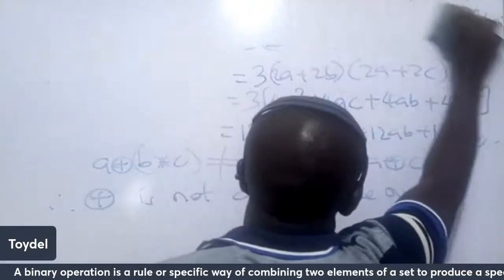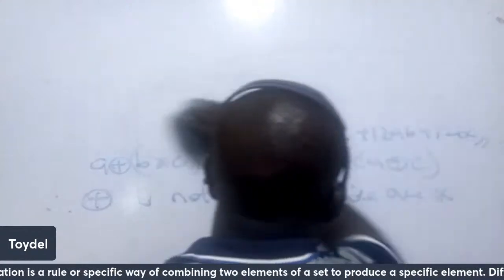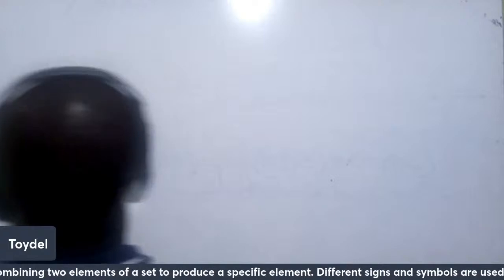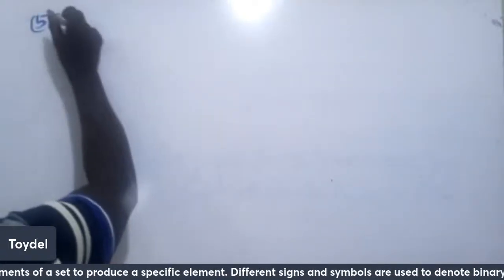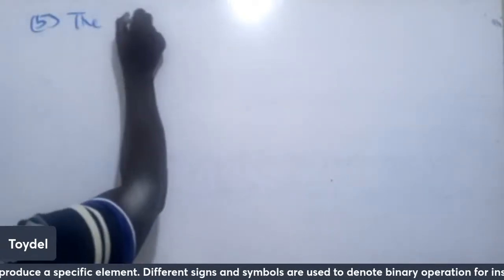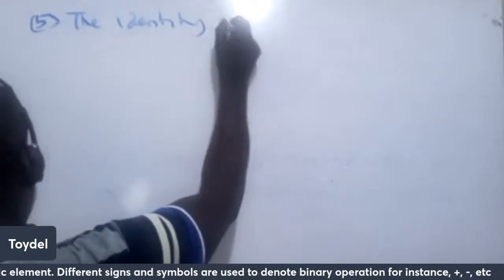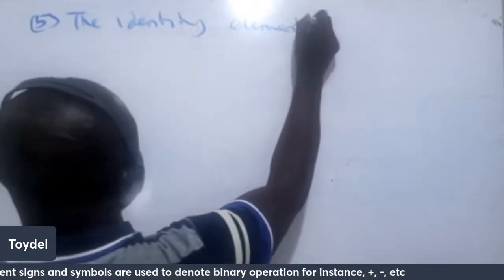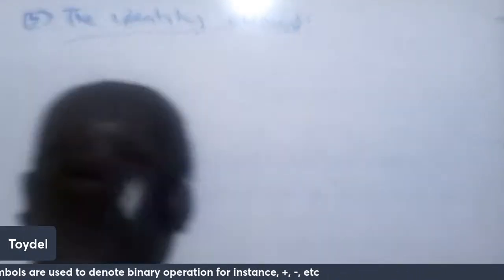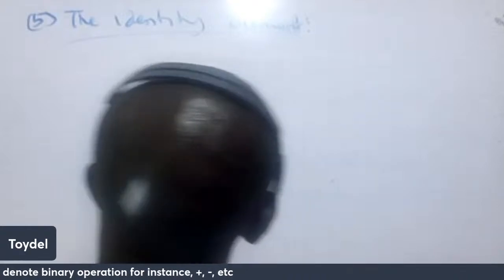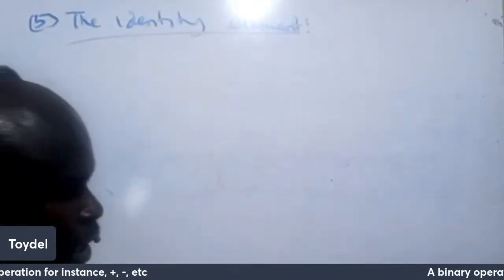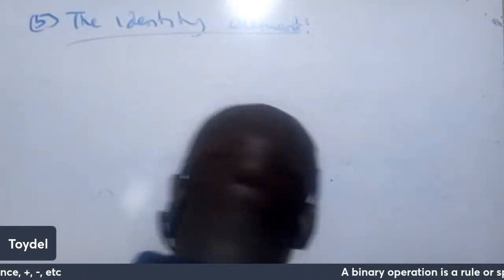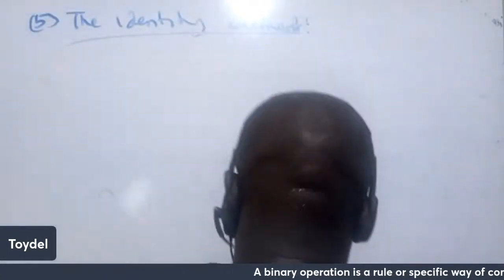So I will go to the fifth property. The fifth property is called the identity element. So in this case, identity element simply means neutral element.